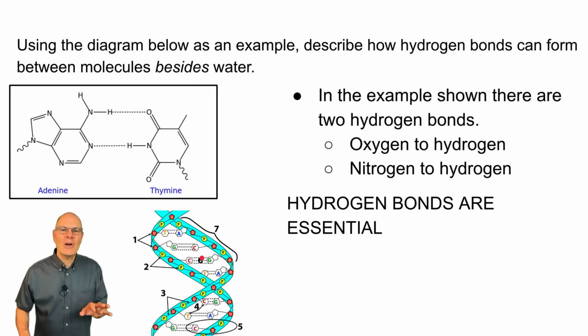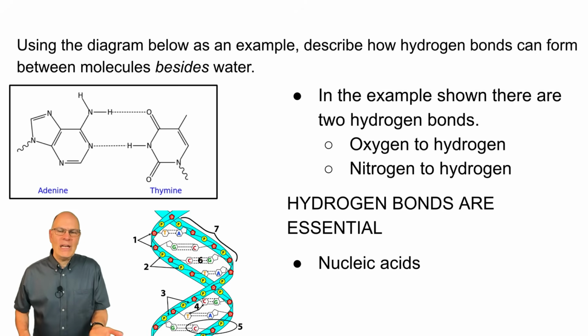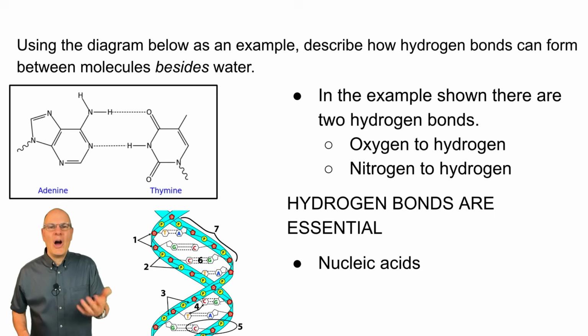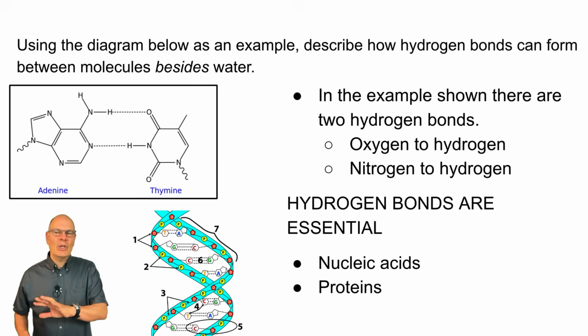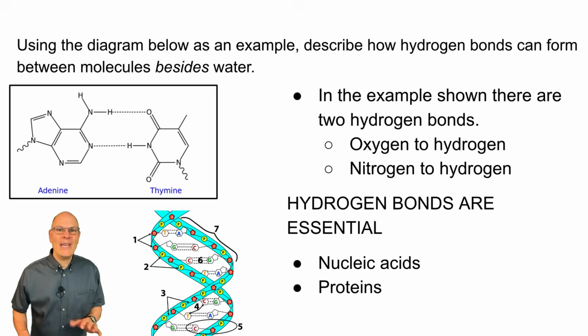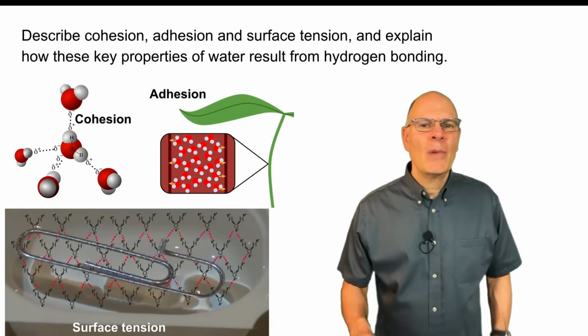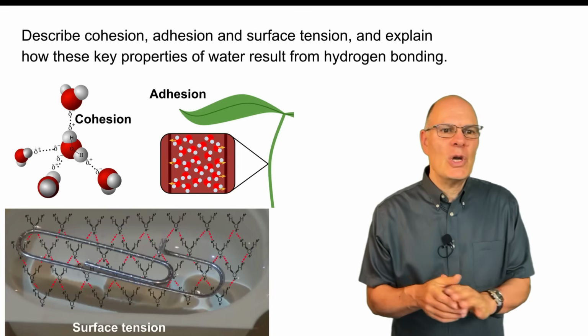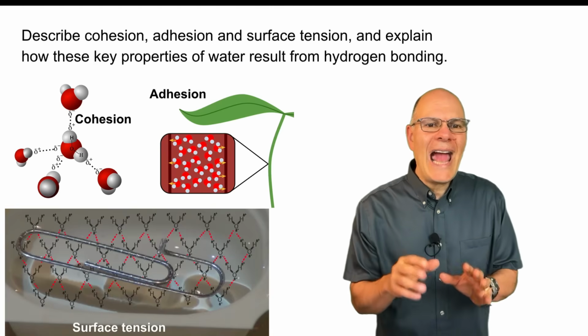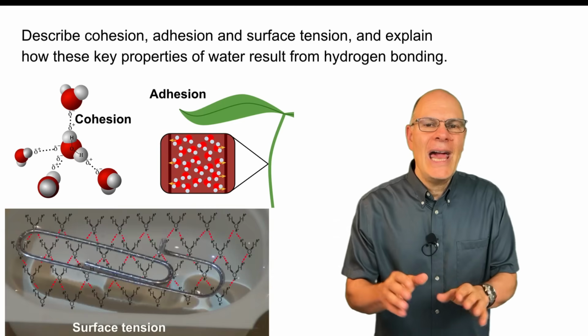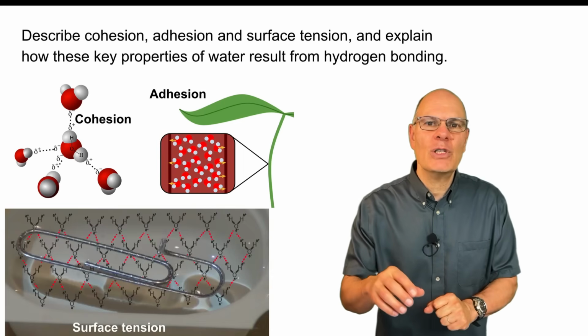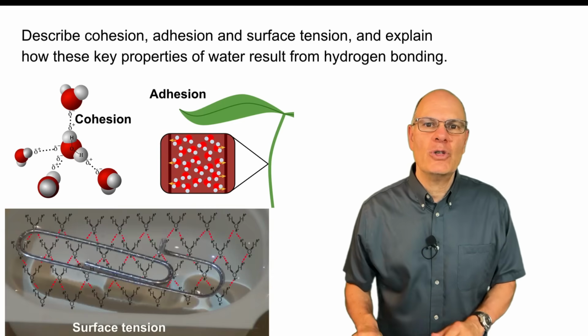Hydrogen bonds, again, are essential. They're key to the structure of DNA, RNA, proteins. You'll meet them again and again throughout your biology course, and they're important to know for the AP Bio exam as well. So now let's look at some of the consequences. Describe cohesion, adhesion, and surface tension, and explain how these key properties of water result from hydrogen bonding.